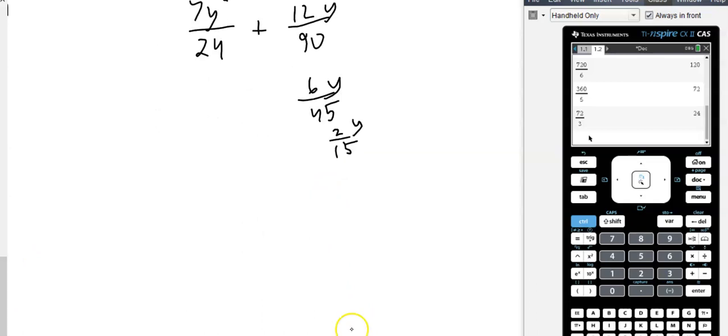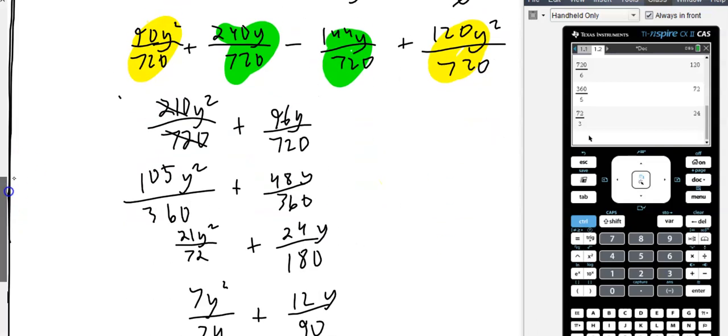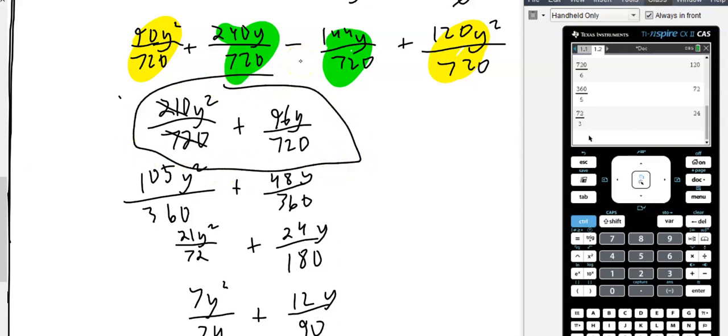So I think we have 7y squared over 24, sorry, it looks weird, plus 2y over 15. So 7y squared plus 2y all over... oh no, we can't add those together. So you could keep those separate if you needed to. We could have put those together, I guess, here before we started simplifying each term. That would have been another way to go there. Let's just add those together there and then simplify that if possible.